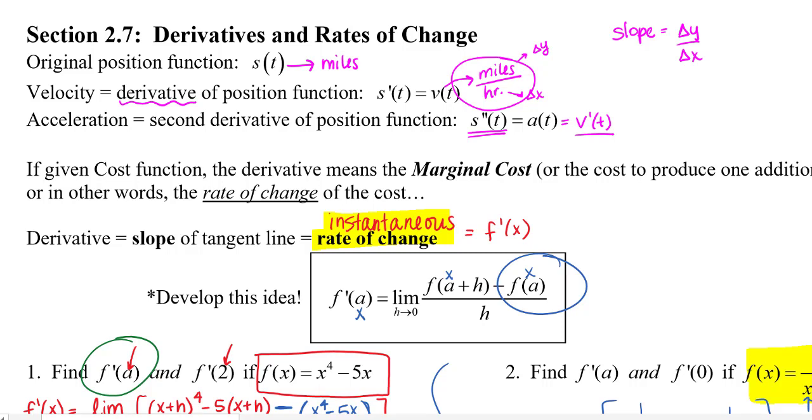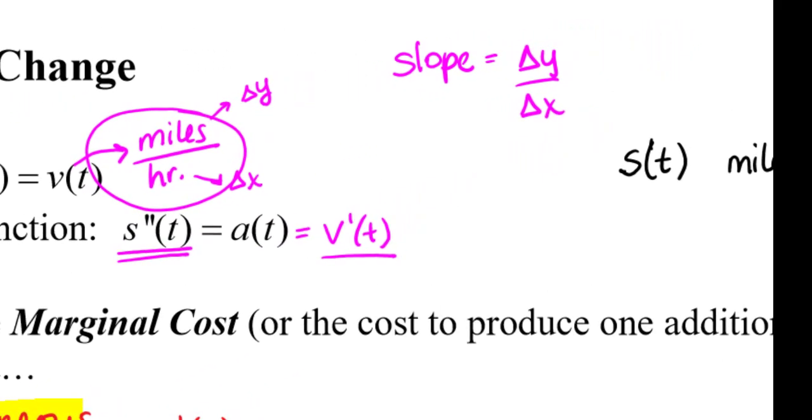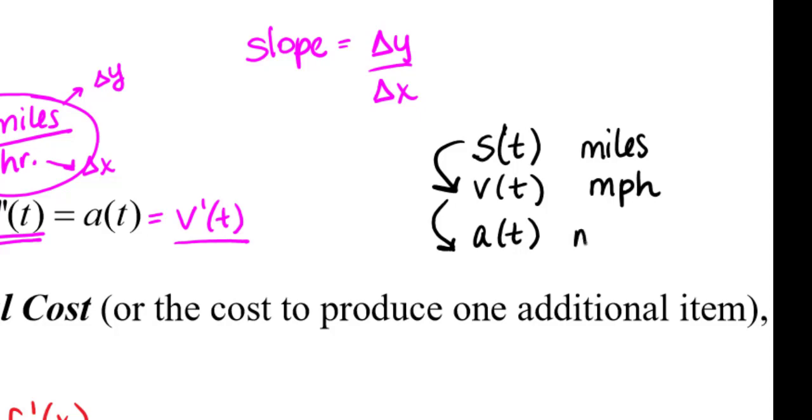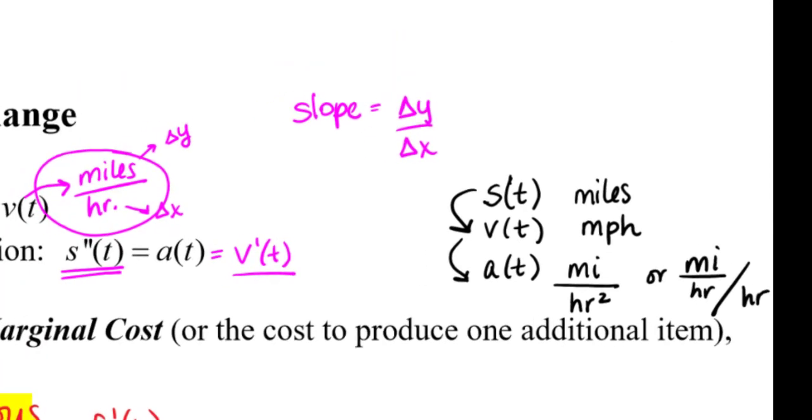So that's the second derivative. Looking at this maybe a little bit more clearly here, I have s of t, which is the original position, so maybe it's miles. I have velocity, which will be the first derivative, which might be in something like miles per hour. We're probably familiar with mph. And then if I take the derivative again, I'm at acceleration. It actually looks like miles per hour squared because it's miles per hour per hour. So it's how fast you are increasing your speed, for example.